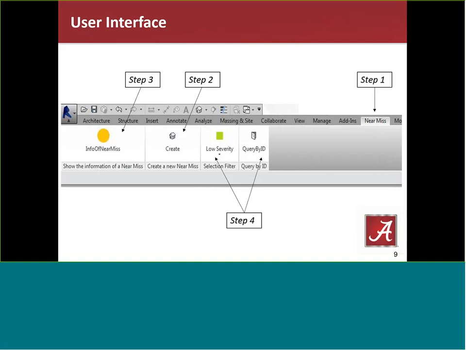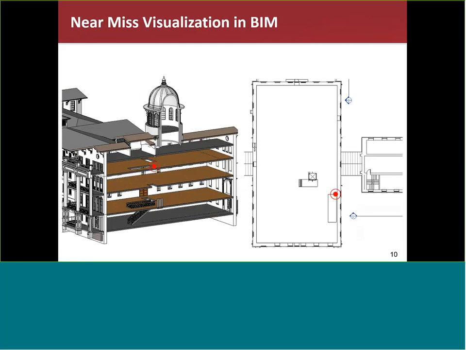So you can see step 1 is to access the tab. Step 2 is to click on the create icon to create a new near-miss data record. Step 3 is to input all the information that I showed you on the previous database input slide. And step 4 is all about analysis or queries. So you can query by severity, you can query by ID, or you can query by basically any of the input parameters for the near-miss record.